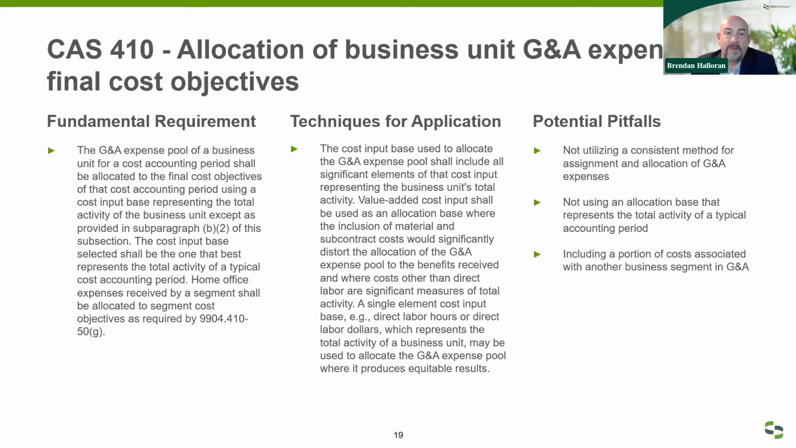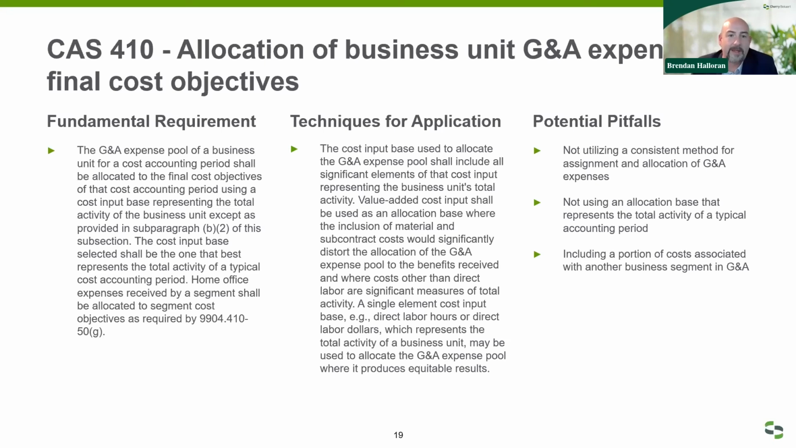Moving on to CAS 410. And this is allocation of business unit G&A expenses to final cost objectives. And again, really the key purpose and requirement of this standard is that G&A expenses to business unit final cost objectives are based on their beneficial or causal relationship.